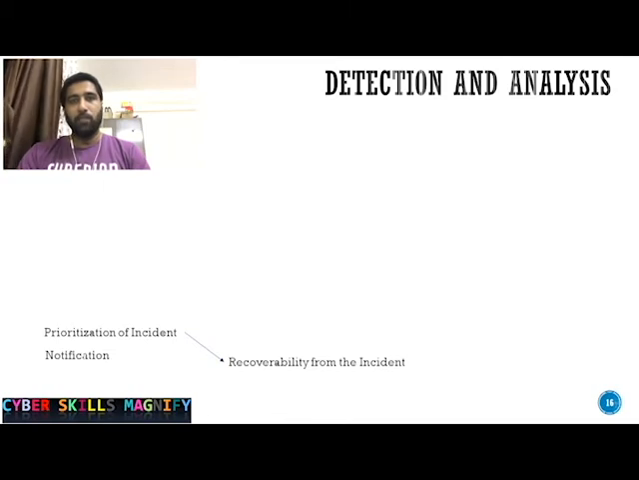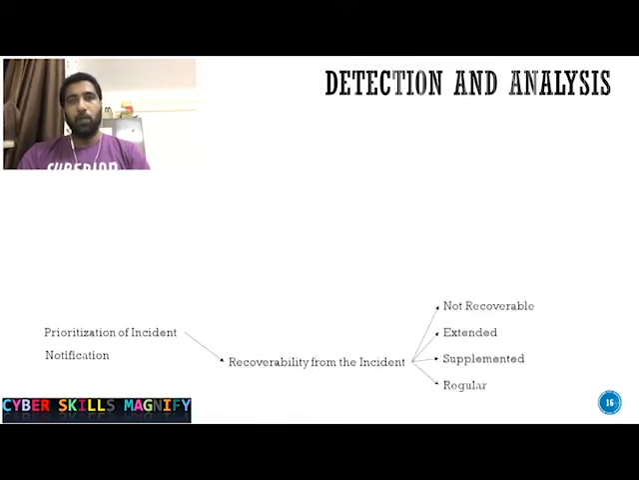So the indicators would be regular, supplemented, extended, and not recoverable. In regular, the time to recovery is predictable with existing resources. Supplemented, time to recovery is predictable with additional resources. Extended, time to recovery is unpredictable. Additional resources and outside help are needed. And not recoverable, recovery from the incident is not possible.